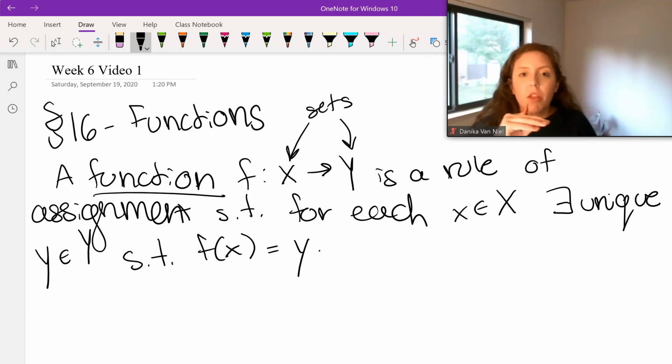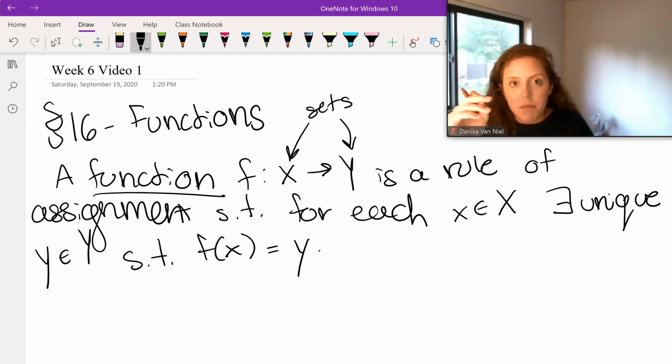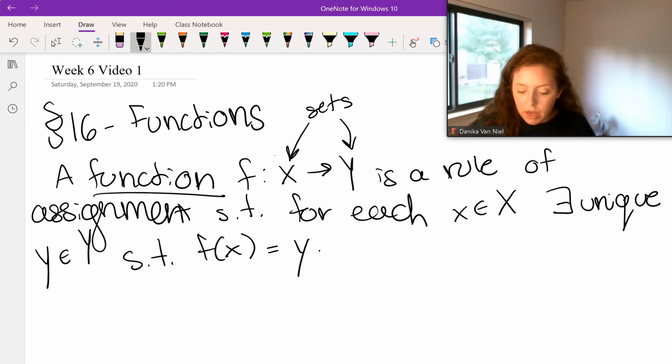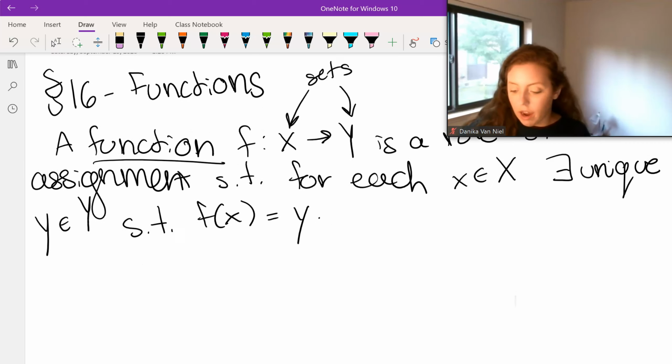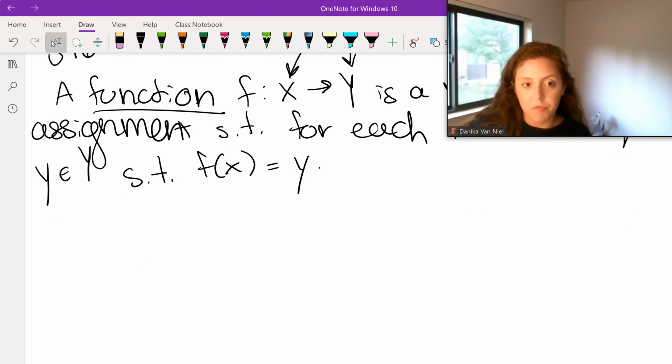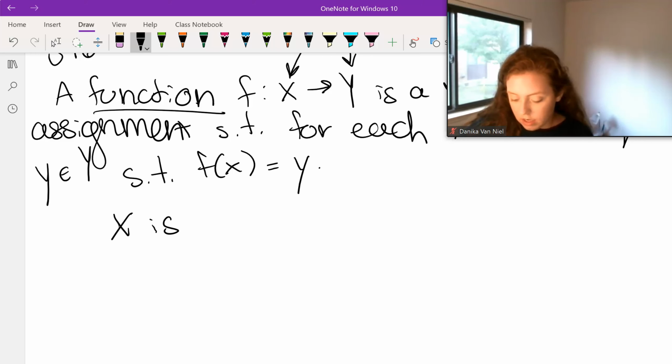So f can be thought of as a rule of assignment, such that for every element in our first set, x, f sends each of those elements to an element in our set y. Another way you could think of this is as a map. It turns out that these sets actually have their own definitions. So x is called the domain.